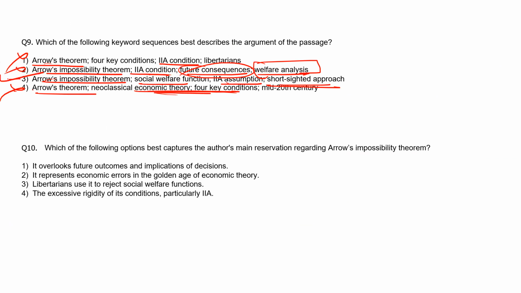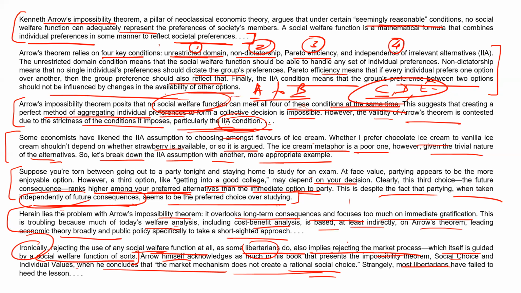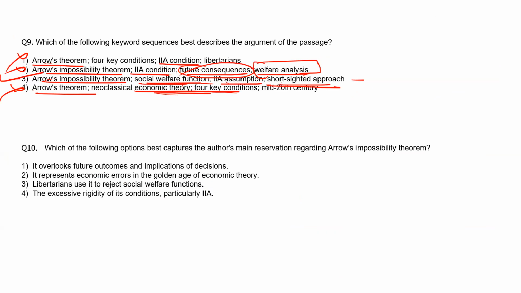Second and third were very close, I would say, but the sequence is also better presented in the third, because it says impossibility, then social welfare function, and then IIA. So these are all important points here. These are all important arguments. And then in the end, short-sighted approach.